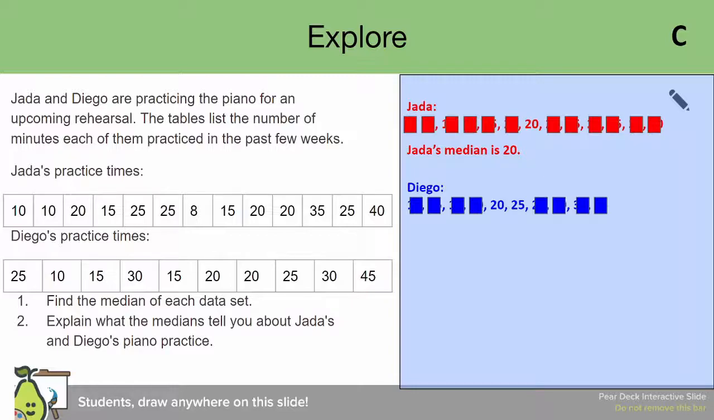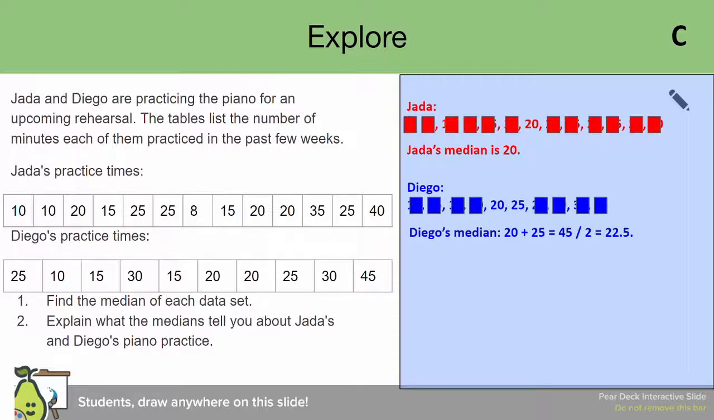All right, welcome back. If you said that you need to find the mean of those two numbers, then you are correct. So go ahead, find the mean of 20 and 25 and let me know what you get. All right, welcome back. If you said that you got 22.5, then you're correct because we need to take 20 and add it with 25. That's going to give you 45. And 45 divided by 2 is exactly 22.5. Good work. So now you have effectively found Jada's median and you also found Diego's median. Good job. So the first question asked us to find the median of each data set and we did that. So now we could move on to number 2.